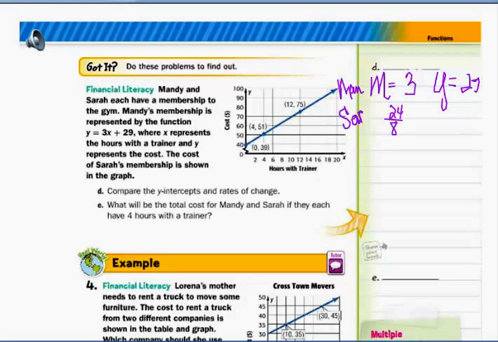So what is her rate of change? It is also 3. But what is her y-intercept? The y-intercept is 40. So what does this mean? Well, they have the same rate. Their same rate of change is 3, but Mandy has to pay $29 a month and poor Sarah has to pay $40. All right? So that's the reason for looking at the rates of change.